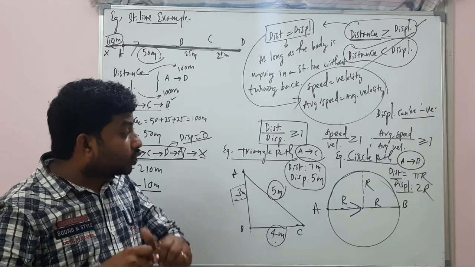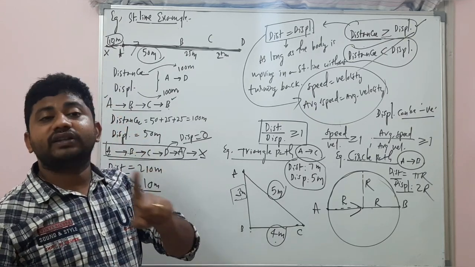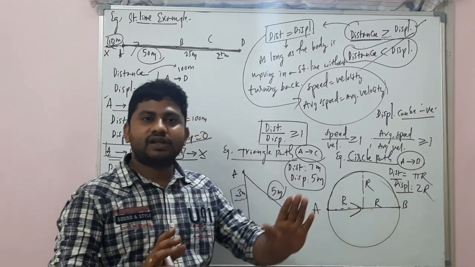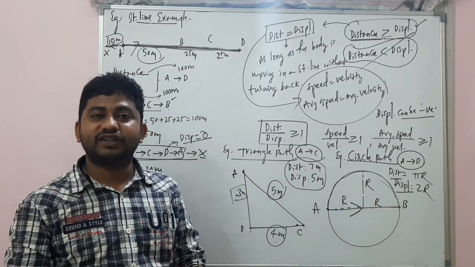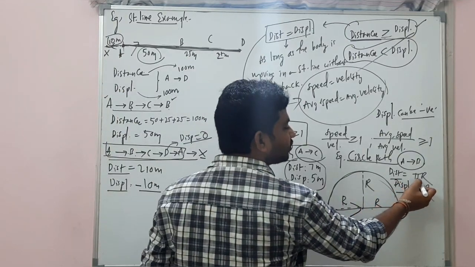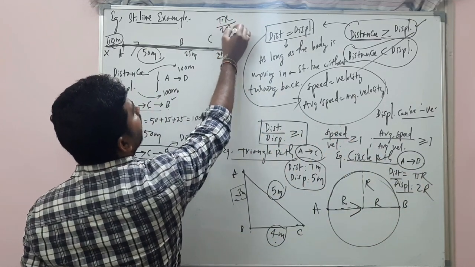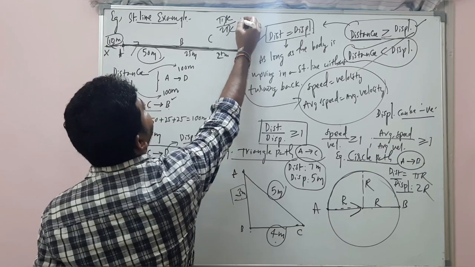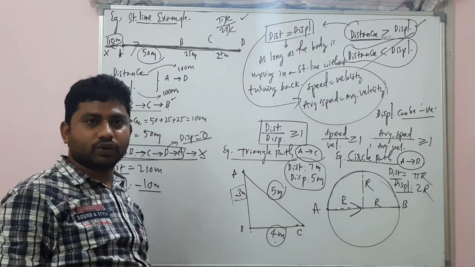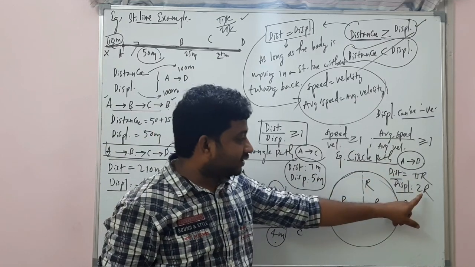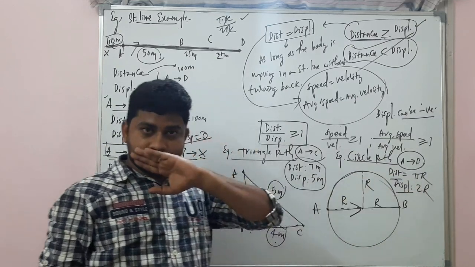Okay. Questions will be asked in this way, my dear students. A body is moved from A to B. What is the ratio of distance to the displacement? So pi r by 2 r, it is pi by 2, the answer. In this way, questions will be asked. What is the ratio of displacement to the distance? It will be 2 by pi.